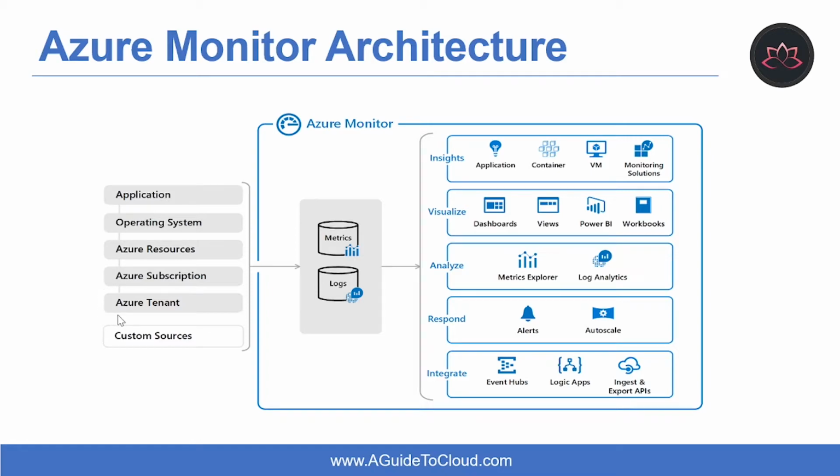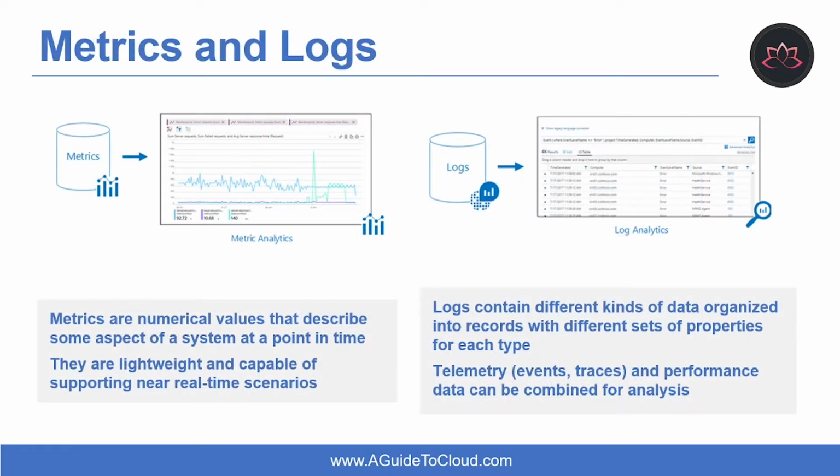On the left-hand side, this shows the sources of monitoring data that populate these data stores. And on the right-hand side, it shows the different functions that Azure Monitor performs with this collected data, such as analysis, alerting, streaming to external systems, etc. All data that Azure Monitor collects fits into one of two fundamental types: metrics or logs.